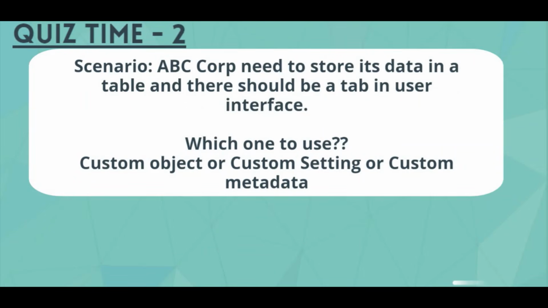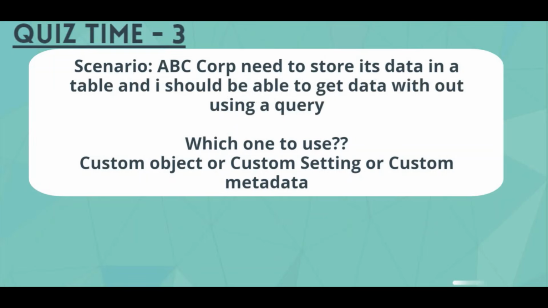ABC Corporation needs to store its data in a table, and there should be a tab in the user interface. Which one to use? Custom object or custom setting or custom metadata? As soon as you see tab there, you should understand that neither custom setting nor custom metadata can do this. Only custom object has the ability to have a custom tab in Salesforce. So the answer is obviously custom object. Okay, now question number 3.